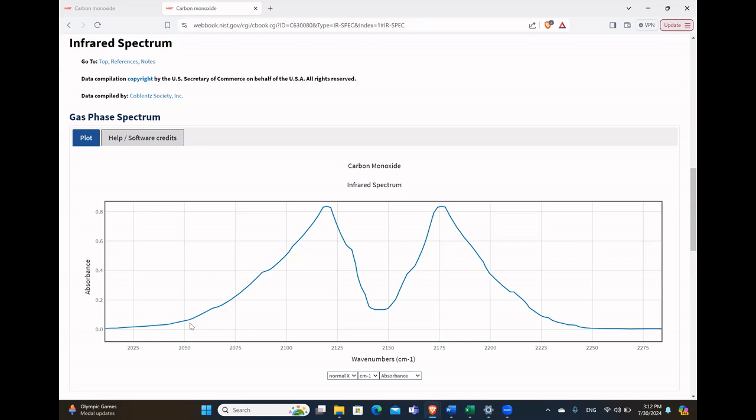So this is a really reliable way to get data. And again, in reality, the data that we have comes from spectra like this, whereas we're doing it in a little bit of a backwards way.